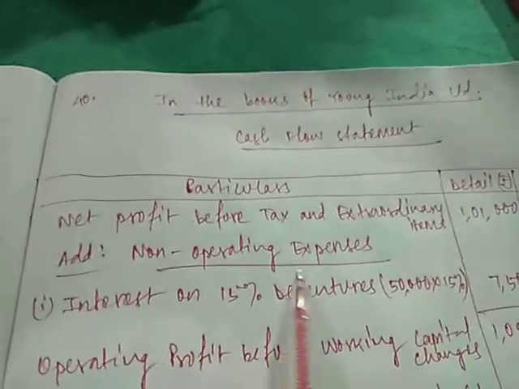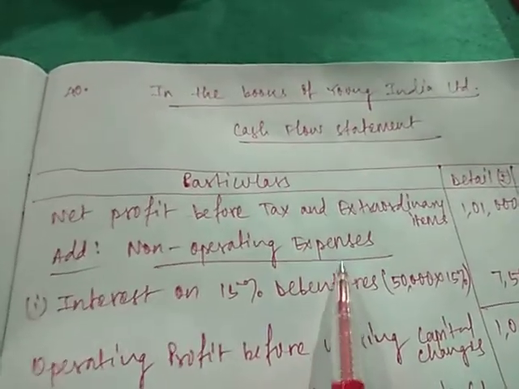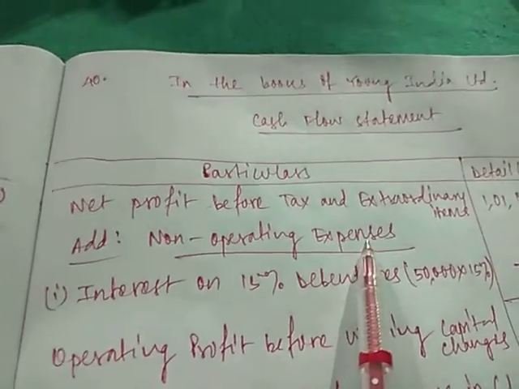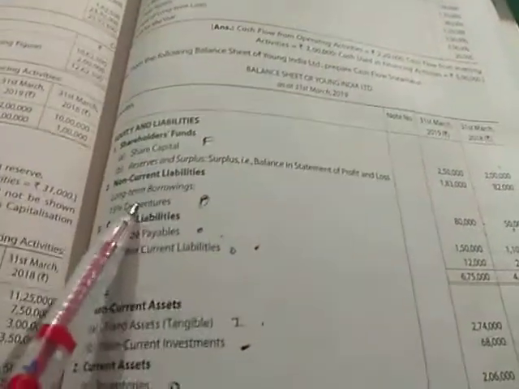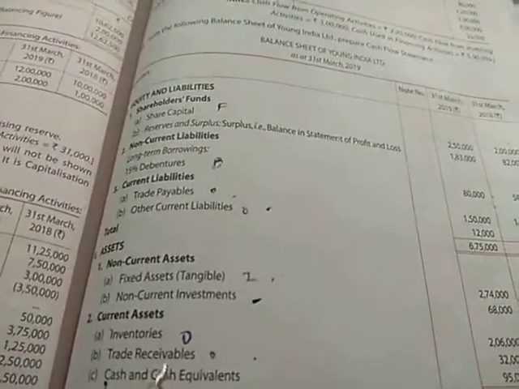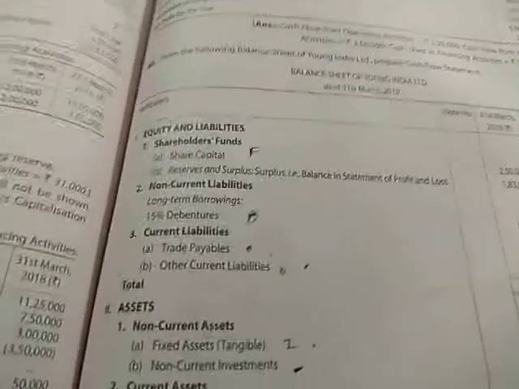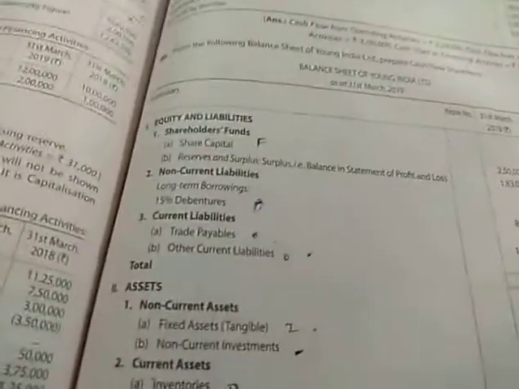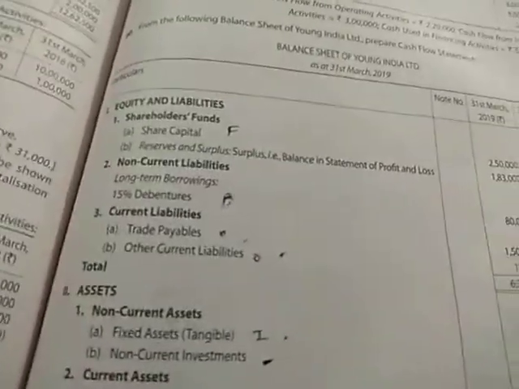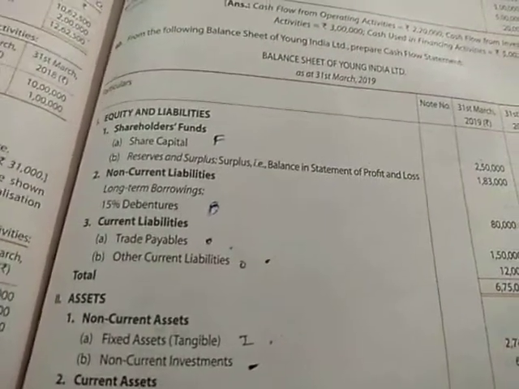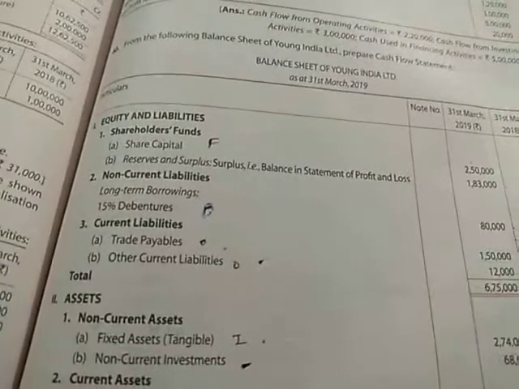Next, add non-operating expenses. If there are some non-operating expenses like depreciation or interest on debentures, these types of items will come here. Debentures are here, you can see 15% debentures. However, interest is not told about anything regarding the debentures. Still, as I've told you earlier in the previous video also, whenever debentures are given with the rate of interest, you need to pay the interest on the debentures as well as the preference shares. Whether it is told in the question or not, you need to pay the interest.